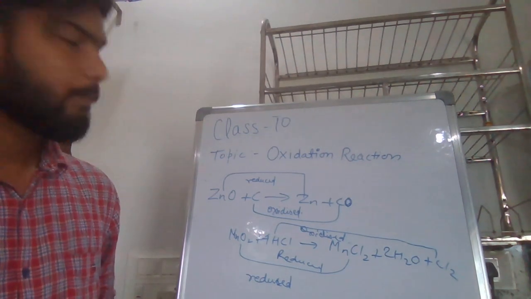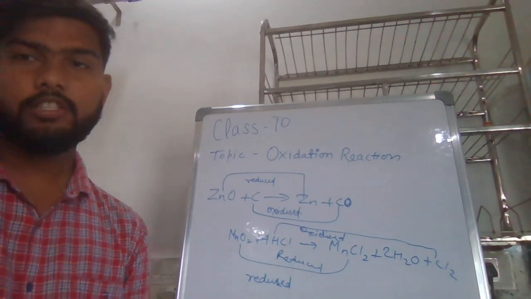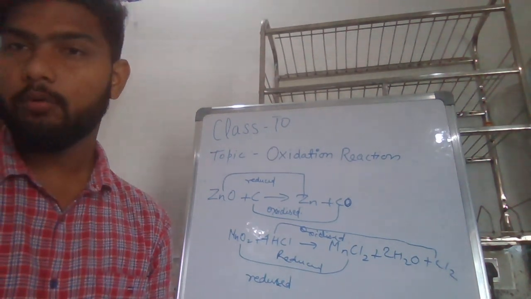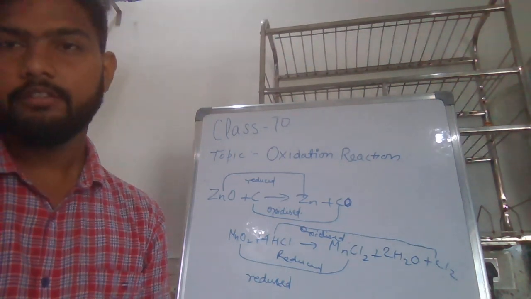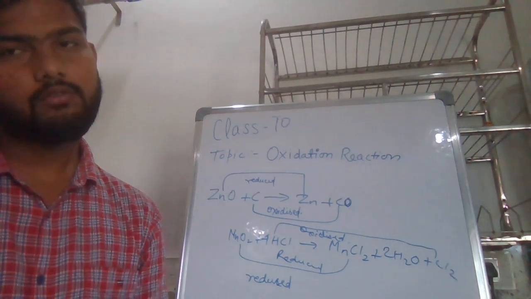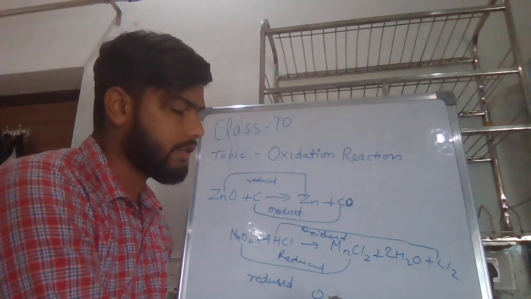Okay, so again, I have one question for you. Corrosion and rancidity are both due to which type of chemical reaction? Decomposition, reduction, oxidation, or displacement? So yeah, we will answer: oxidation. Okay.